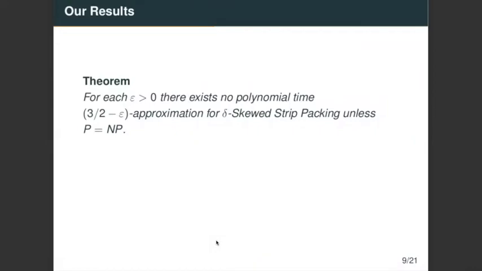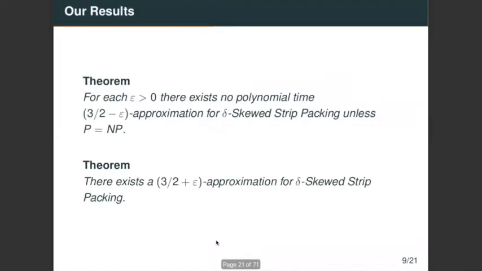We show that the hardness for the strip packing problem still holds for the delta skewed case. So we basically show that this problem is also 3½ minus epsilon APX hard. We also present a 3½ plus epsilon approximation for the delta skewed problem. So combining this with the hardness, we get an almost tight result.